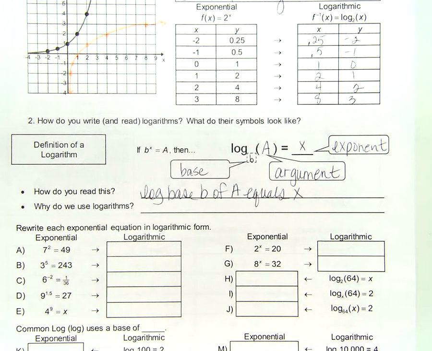Another way to read this is log of A base B equals x. What did I say different? Depending on who taught you to begin with will really depend on how you read this, honestly. I was taught log base B of A equals x, and so that's how I say it. But it's also not wrong to say log of A base B equals x.